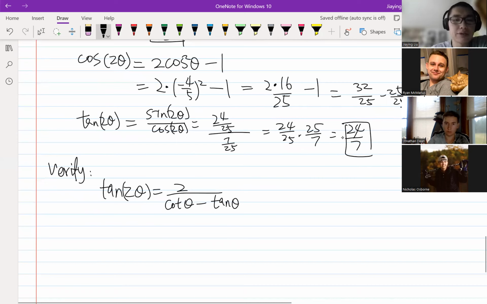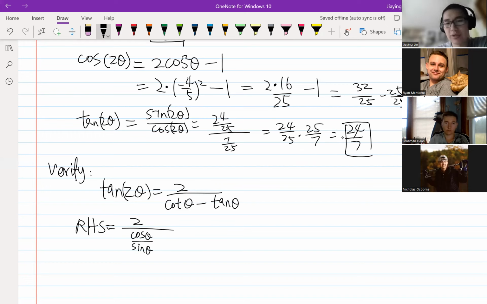So that's equal to 2 over cotangent, which is cosine theta over sine theta, or 1 over tangent if you like to put it that way. And then minus tangent theta, which is sine theta over cosine theta. And then look at the denominator terms. There's nothing we can do other than a common denominator to bring them together. So that's what I'm going to do next.